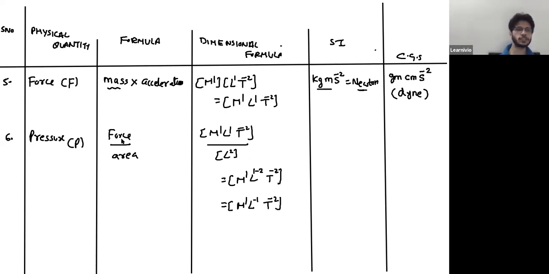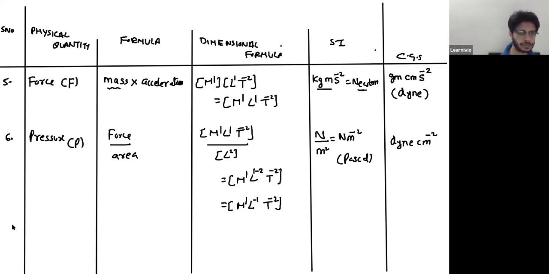The SI unit of pressure is force upon area. So it's Newton divided by meter square, Newton per meter square. We can call this Pascal. If we consider CGS, then instead of Newton, we will use dyne. This is dyne per centimeter square. That's it.